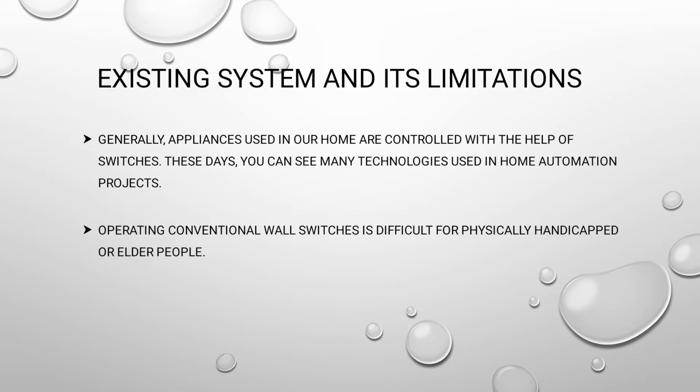Existing system and its limitations. Generally, appliances are controlled with the help of switches these days. As we know, for physically handicapped or elderly people, it is difficult to operate conventional wall switches.